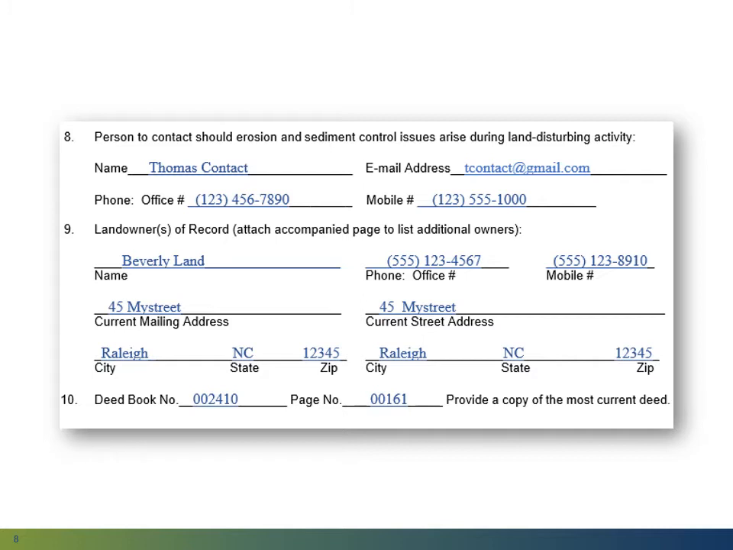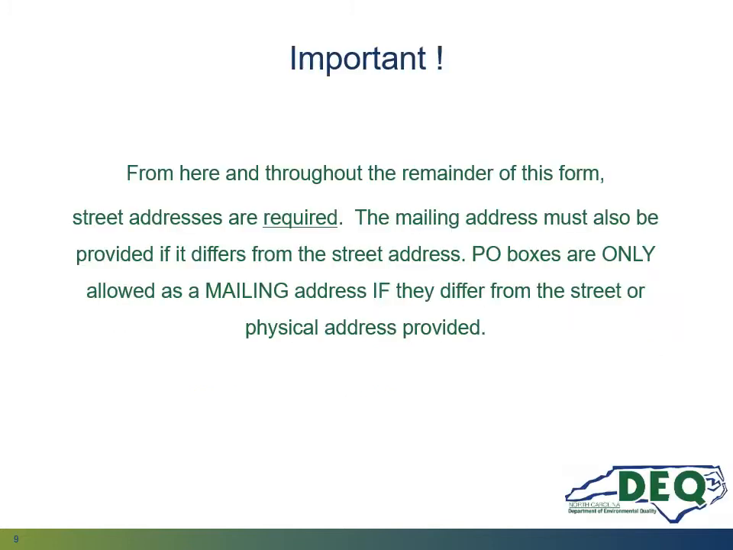Item 10. We must have the property deed book and page number as well as a copy of the most current deed to allow work to be conducted on this property. From here and throughout the remainder of this form, street addresses are required. The mailing address will also be provided if it differs from the street address. P.O. boxes are only allowed as a mailing address if they differ from the street or physical address that you provided.